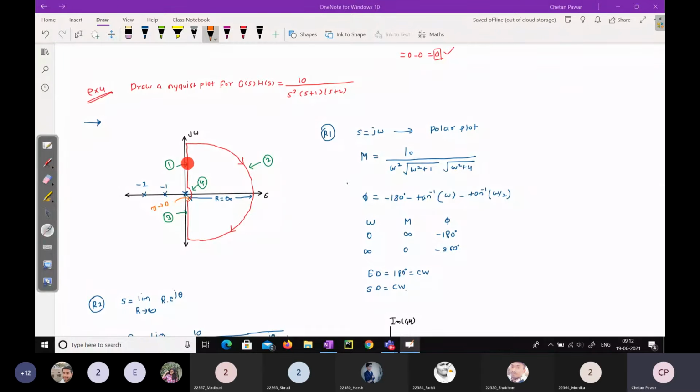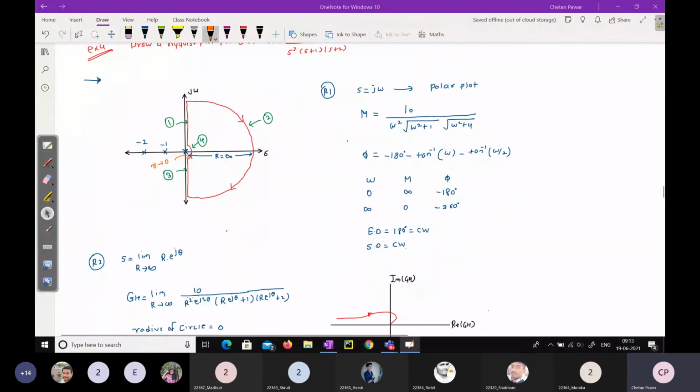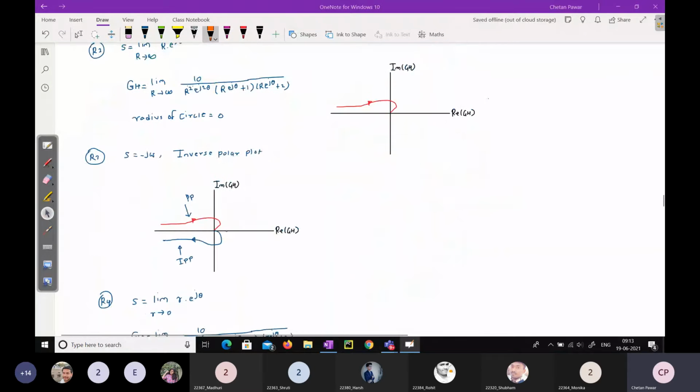There are four regions: first, second, third, and fourth. The first region gives us the polar plot. Third region gives us the inverse polar plot. And the second region gives us the small radius circle. We neglect that part. And this fourth region gives us the infinite radius circle. And those infinite radius semicircles will depend on the number of poles at the origin. So if there are two poles, there will be two infinite radius semicircles.